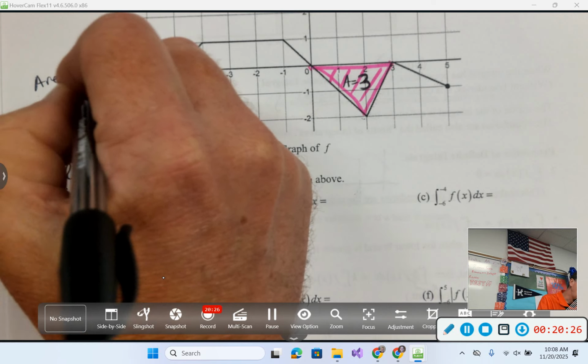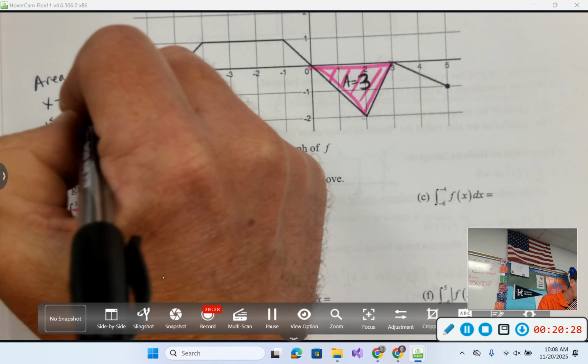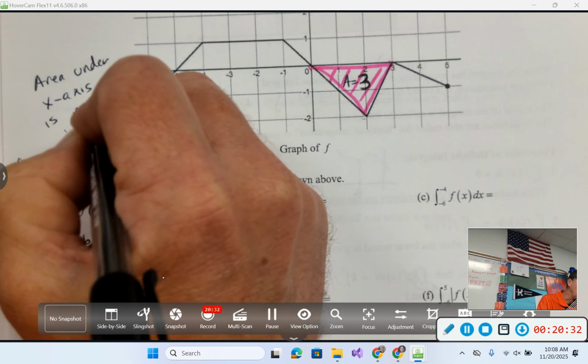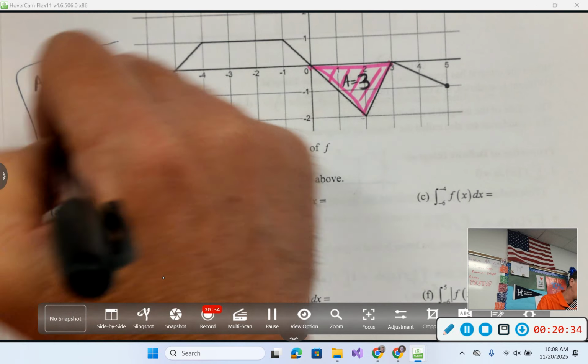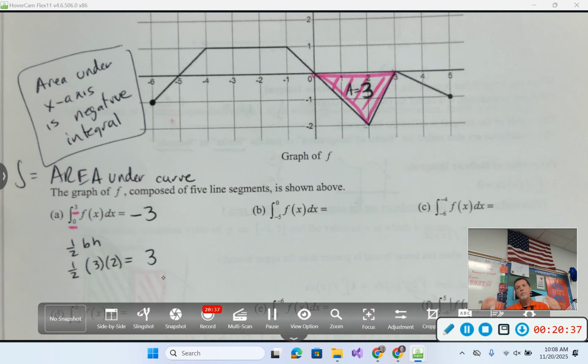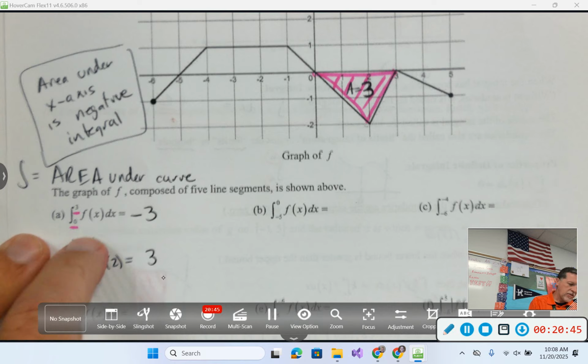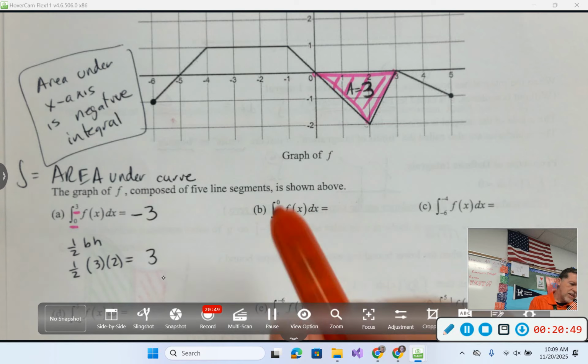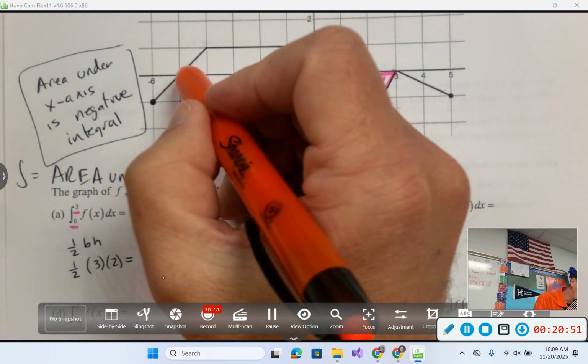Area under the x-axis is, I guess I should say, a negative integral. The area is still positive, but the integral is negative because we're under the x-axis. That should probably not be problem 1. All right, the area from -5 to 0.